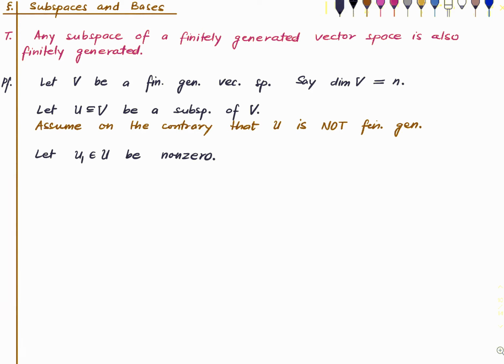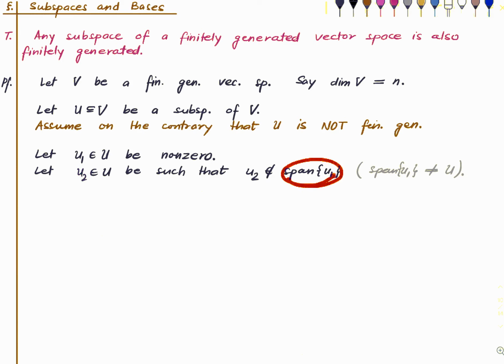Again, since U is not finitely generated, span of u1 is not U, so we can find u2 in U such that u2 is not in span u1. The reason is very simple. Why should such a u2 exist? The reason is that span u1 is not the entire U. That's it. So we can find some other vector u2 which is not in span of u1, u2 again lying in the subspace capital U.